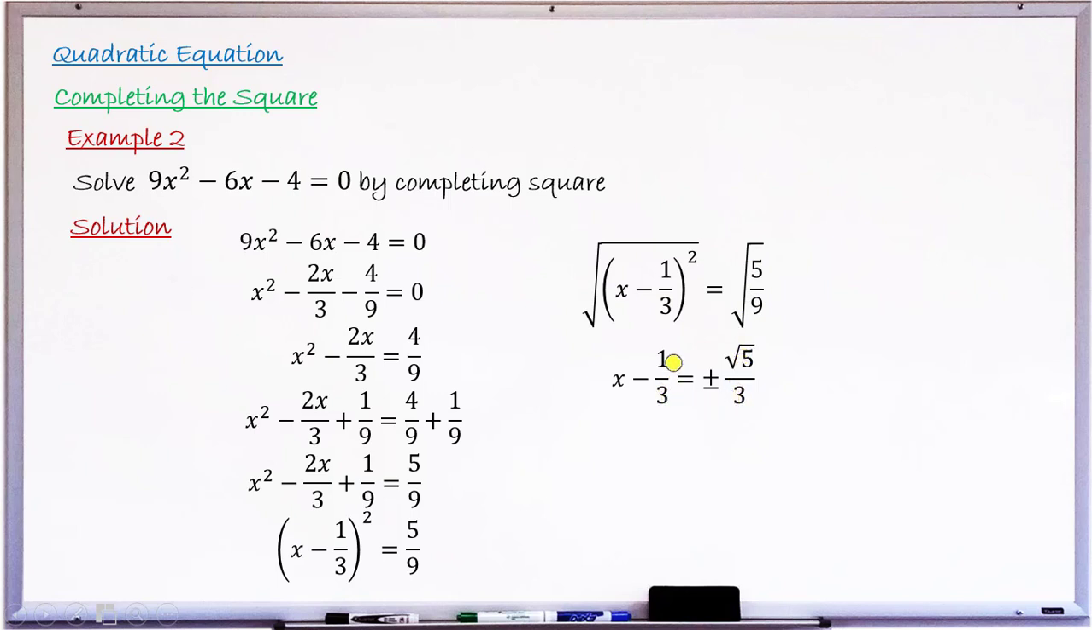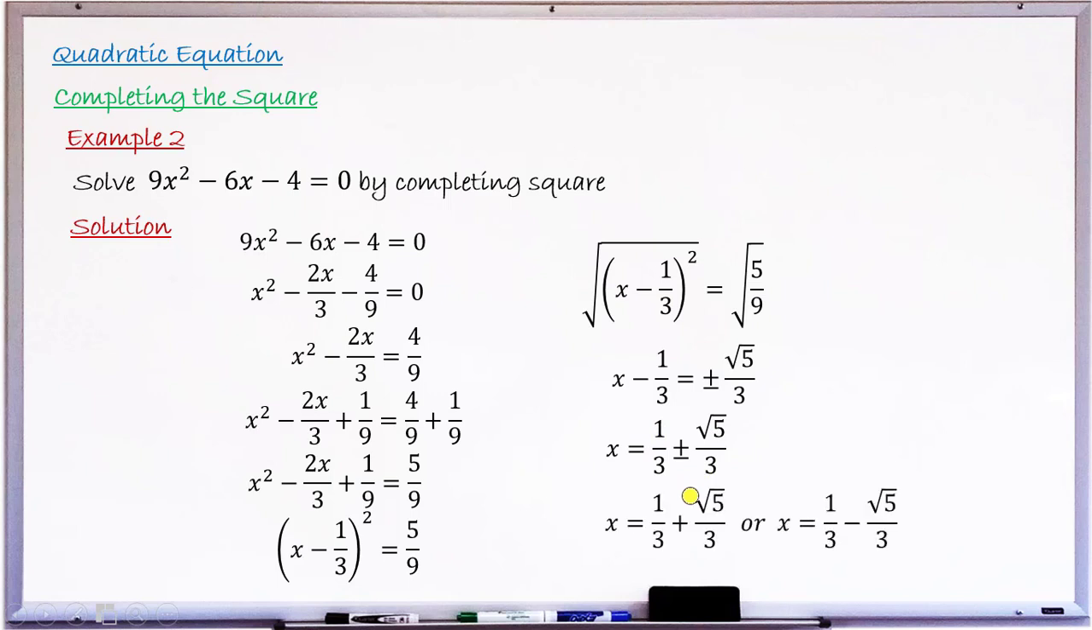So what you now do, you have to take this 1 over 3 to the right-hand side. That will leave you with x alone. So x will now be equal to 1 over 3. This 1 over 3, minus, shifted to the right becomes positive. So I have 1 over 3 plus or minus root of 5 all over 3. So the solution says x is either 1 over 3 plus root of 5 over 3 or 1 over 3 minus root of 5 all over 3.